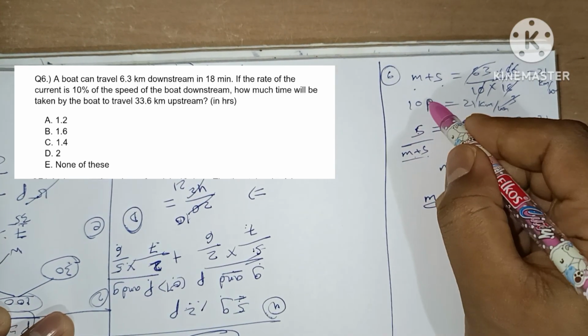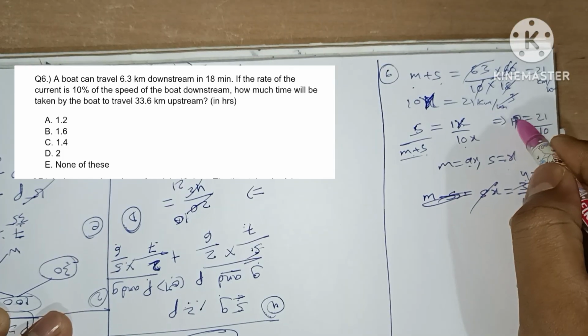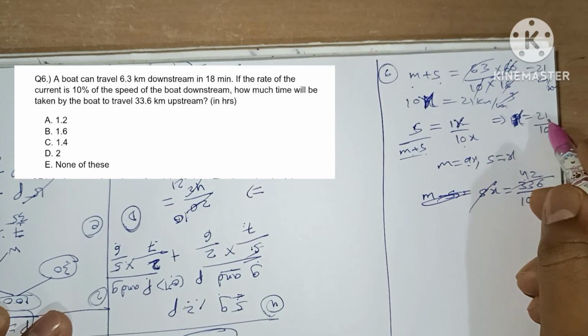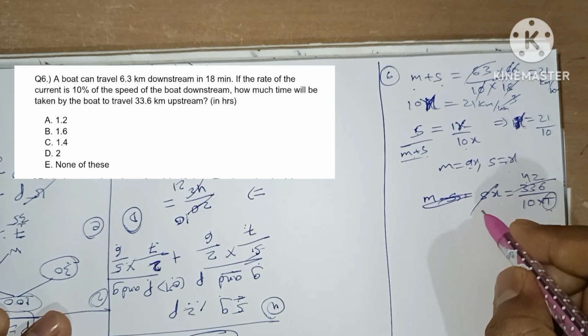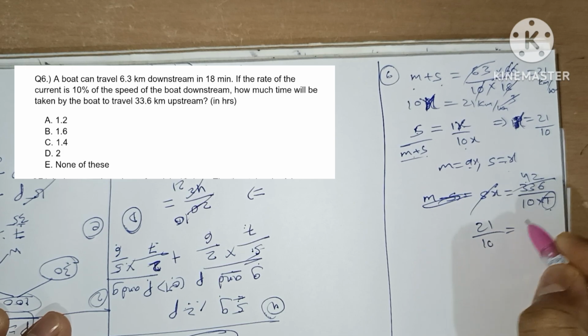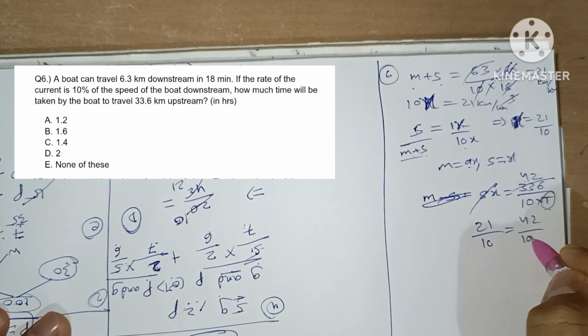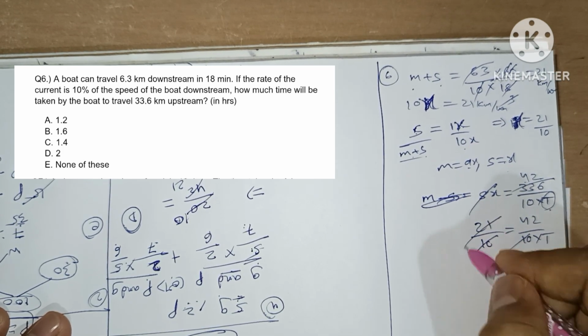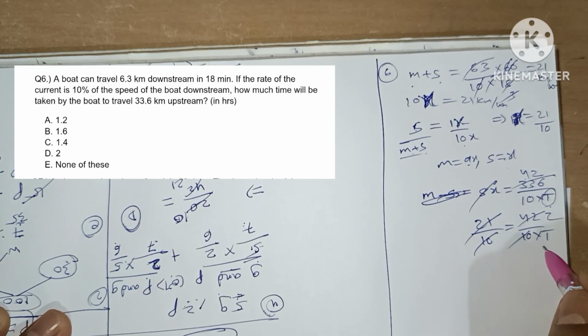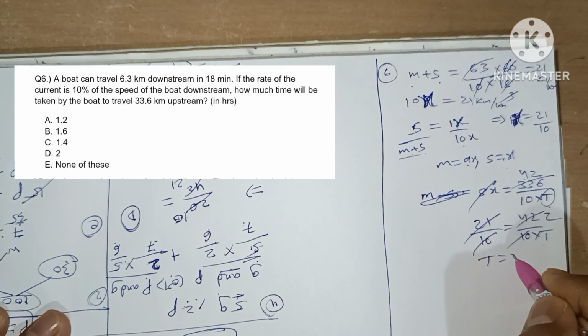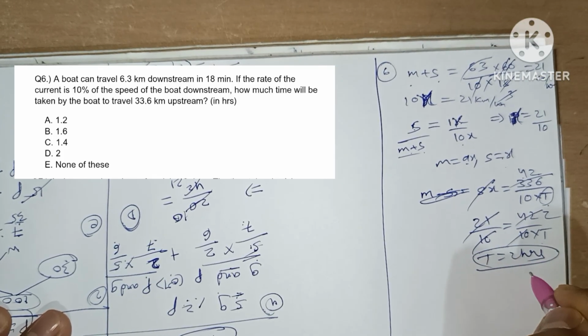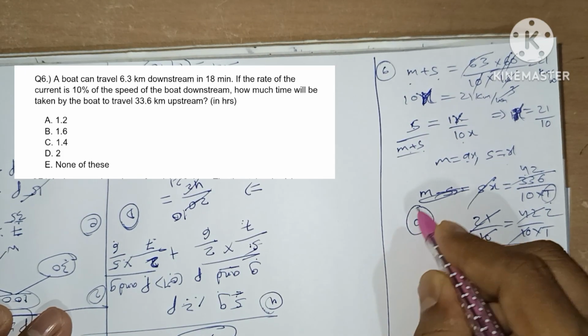Here we take the part as x, and we already have the x value, which is 21 by 10. So 21 by 10 equals 42 divided by 10 into t. 10 and 10 cancel, so t equals 2 hours. So the answer will be option D.